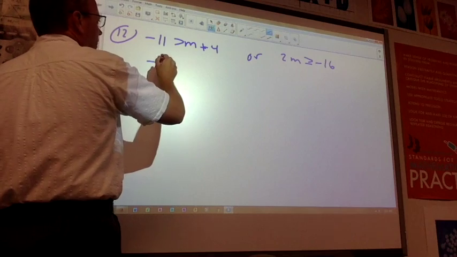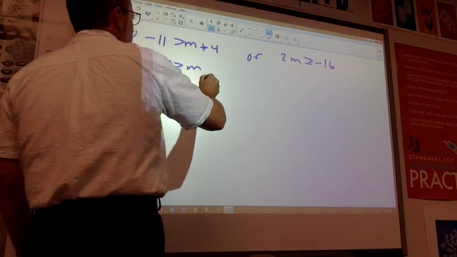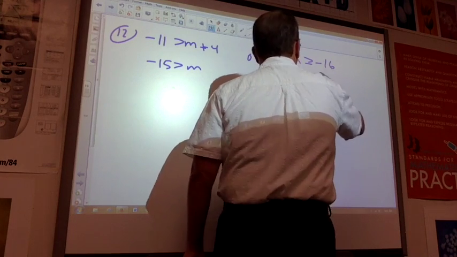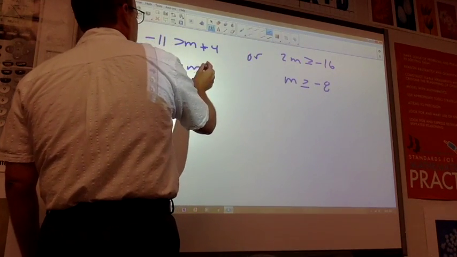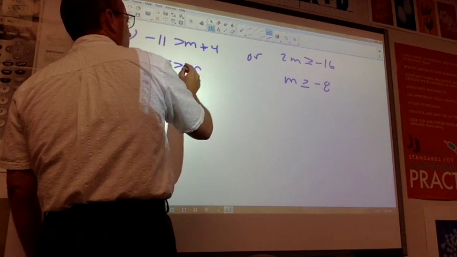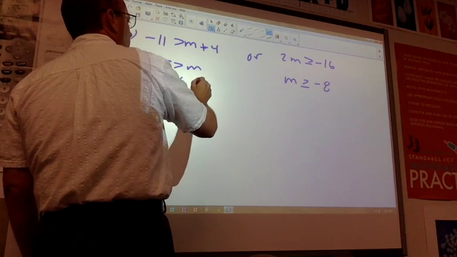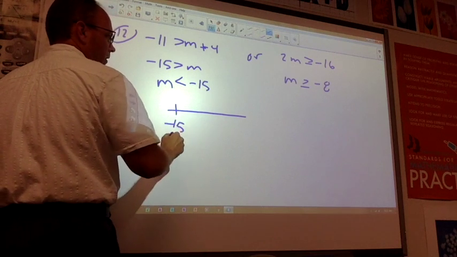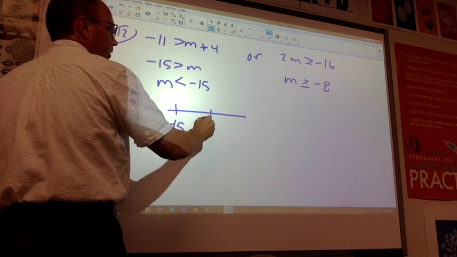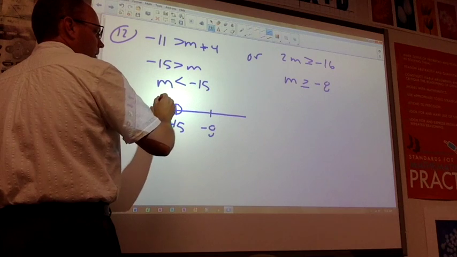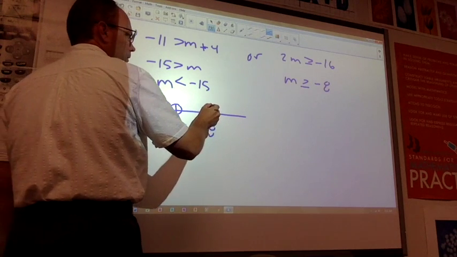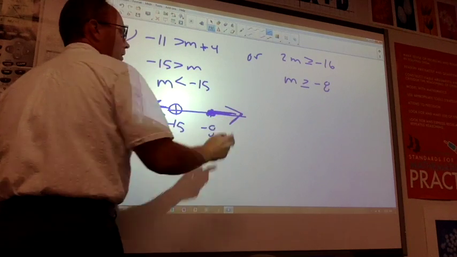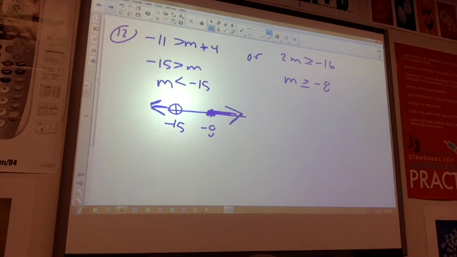I'm going to subtract 4, so that's -15 is greater than m. And then divide by 2. This kind of is hard to think about in your head, so you could flip this over. Think about on a number line what this might look like. -15, -8. I'd have an open dot going this way, and I'd have a solid dot shading this way. That's how you know it's "or," it's going opposite directions.